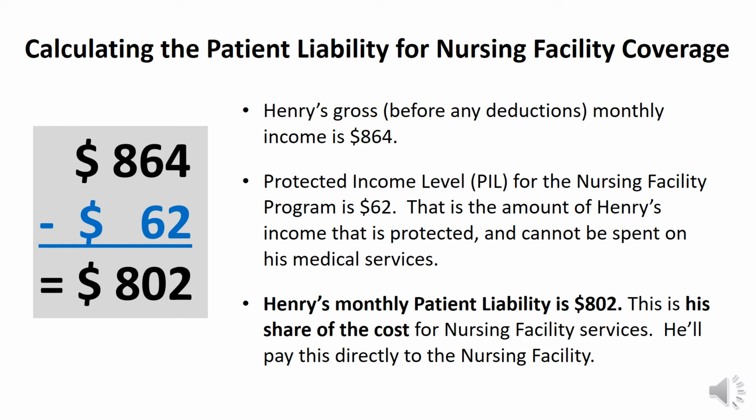So do the calculation of total gross monthly income minus the protected income level. We've got $864 minus 62 leaves Henry with $802 a month that he'll need to pay in a patient liability. That is his share of the cost for nursing facility services, and he will pay this directly to the nursing facility. So if you think about the most conservative you could get is about $5,000 a month to live and receive services in a nursing facility. So based on this calculation, he would pay $802 of that $5,000 a month, and the state would pay the rest.